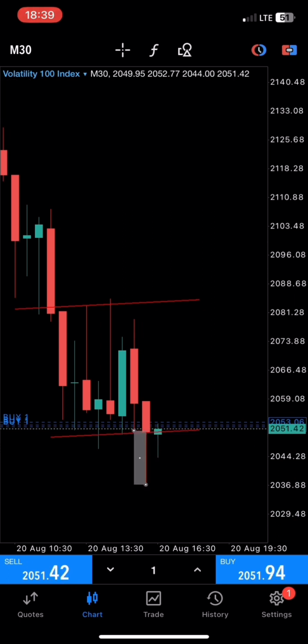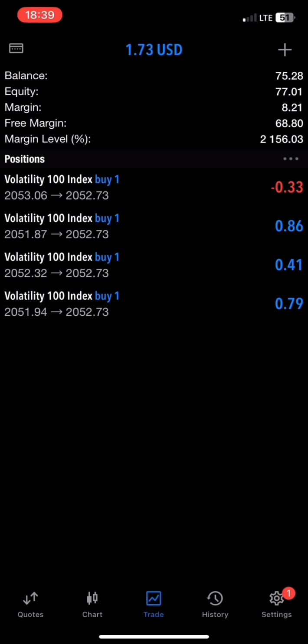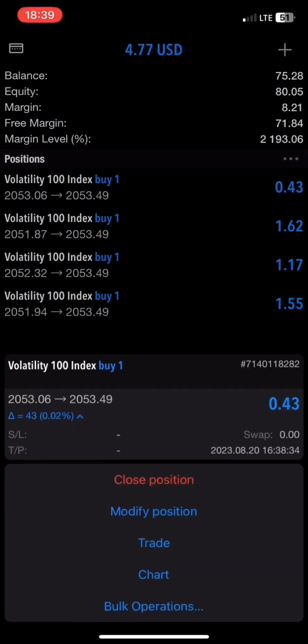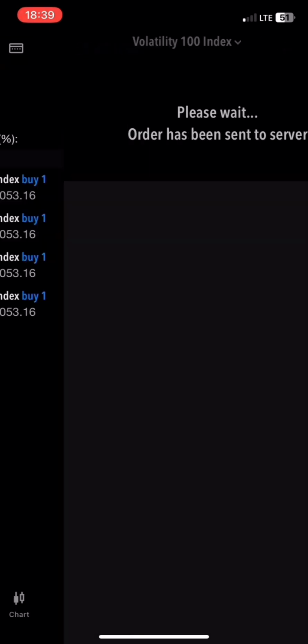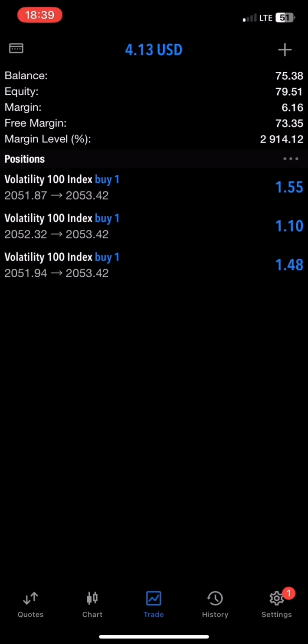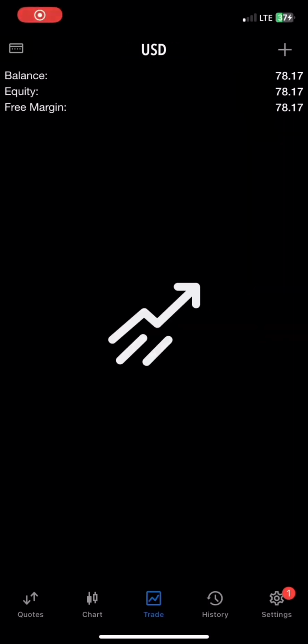You can buy again and again and again. So I'll just enter again, and when I get profit scalping, I'll just close just like that. Okay, I'll just close. I'll close the positions. So now from $3 I'm in 78, right?